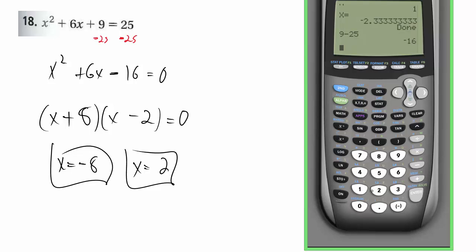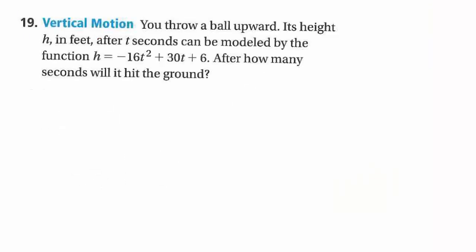Alternatively, of course, you can use the quadratic formula. If you use the quadratic formula, you run your coefficients in there. 1, 6, but don't enter 9, enter the negative 16, and then negative 8 and positive 2 are your solutions if you use that. Either way works. Finally, we're going to do an application problem.